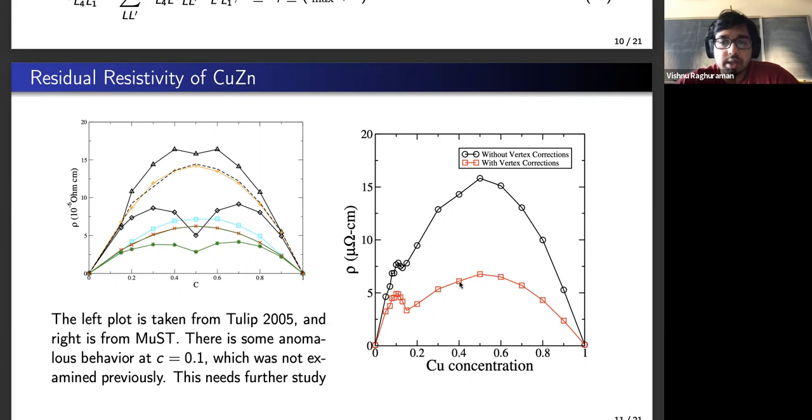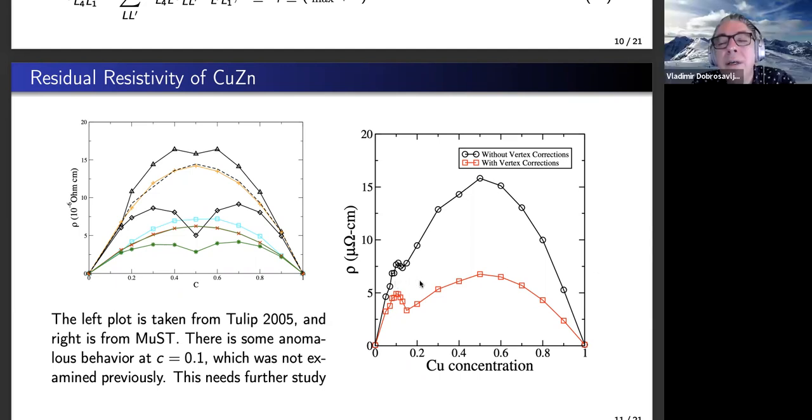And so vertex sections need to be included in this system. There's also the slight anomalous region of resistivity that we found near 0.1, which you can see has not been studied in the Munich one. They've sort of skipped over that point. And we also couldn't find any experimental data because most experimental data is for the copper-rich region, because you can mix more zinc in copper than you can copper in zinc.